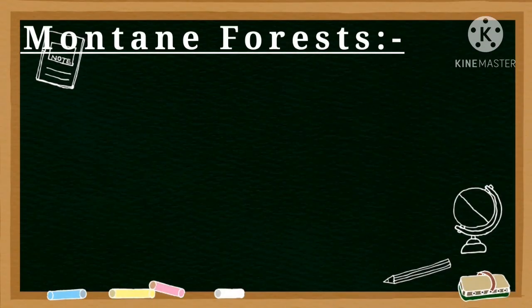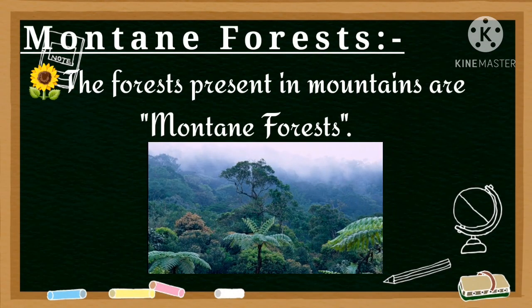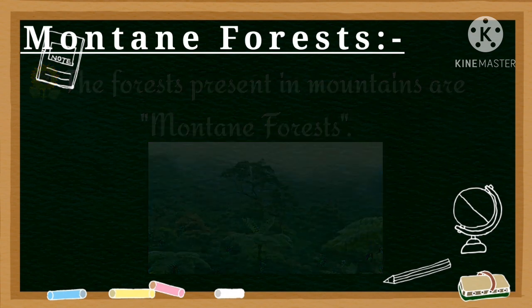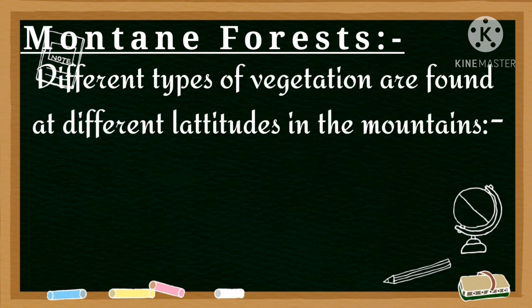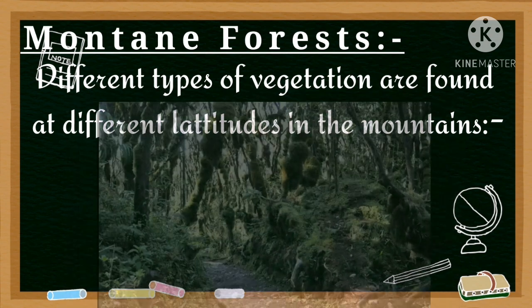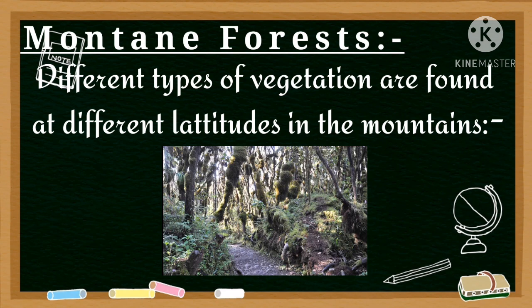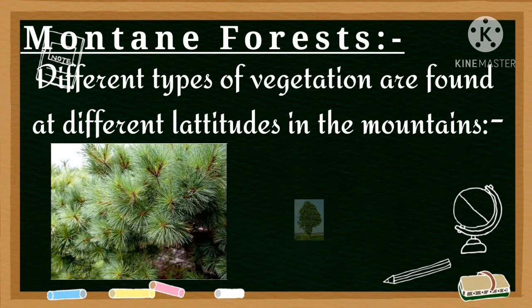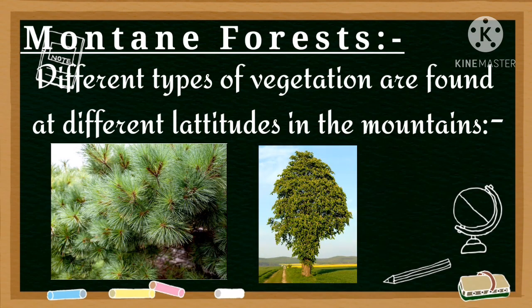Montane forest. The forests in the mountains are called montane forest. Different types of vegetation are found at different altitudes in the mountains. Wet temperate evergreen forests are found between a height of 1000 meters to 2000 meters. Oak and chestnut abound in such forests.